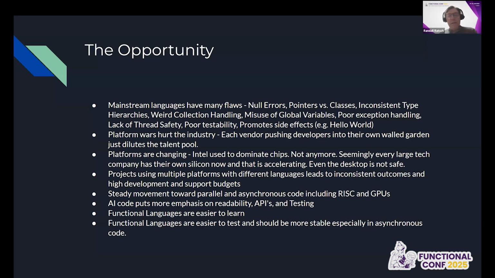We see a steady movement toward parallelism and asynchronous code associated with RISC and GPUs. Intel losing their grip here is part of this. AI code puts more emphasis on readability, APIs, and testing. I would argue that if you're allowing AI to write code, the only thing you can really manage is how readable the code it generates is, what its APIs are, and are they consistent with the last version? And what testing are you applying to those APIs?